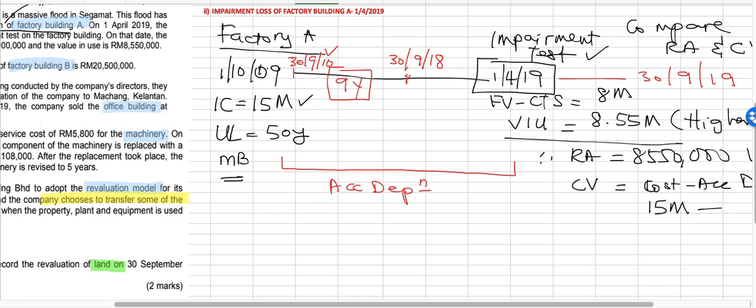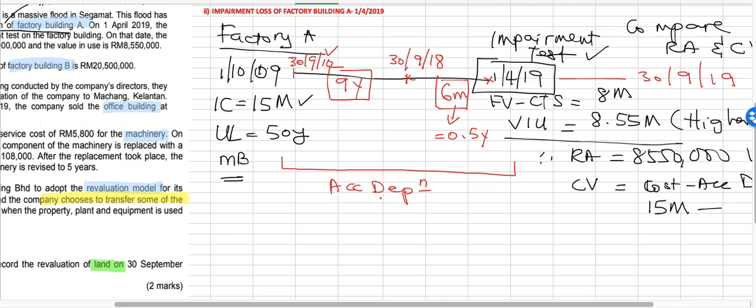And then from here to 1st April 19, you start counting from 1st October. So October, November, December, January, February, March. Stop at March. So this is 6 months. Don't count April because April is the 1st, not yet included. So you stop at 31st March. So this is only 6 months, which is equivalent to 0.5 years. Alright, so you have to calculate accumulated depreciation for these 9 plus 0.5 years.